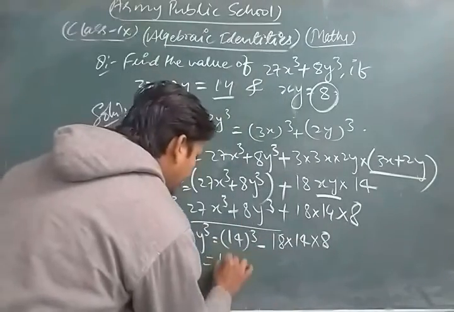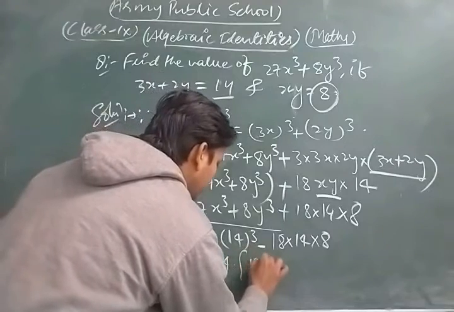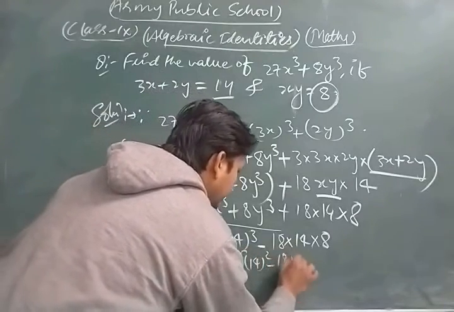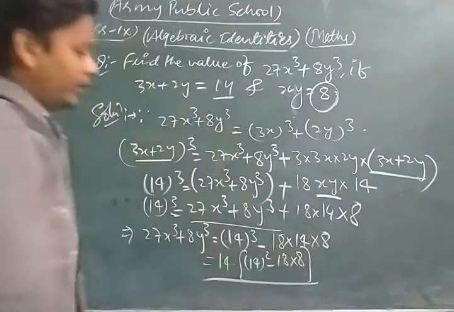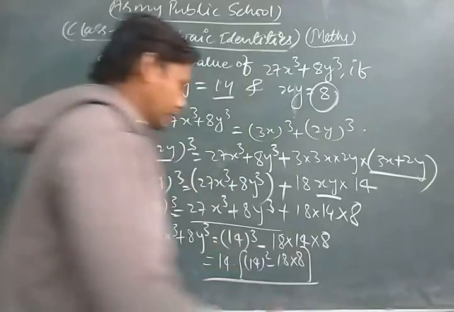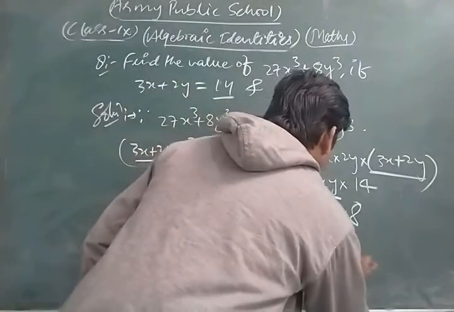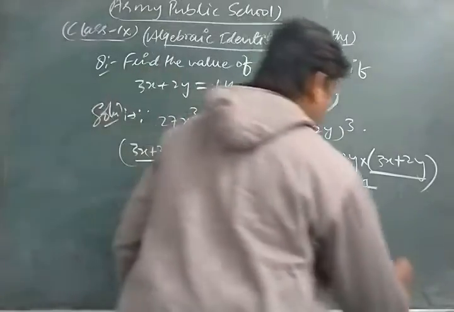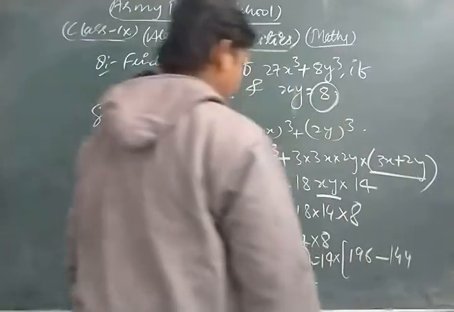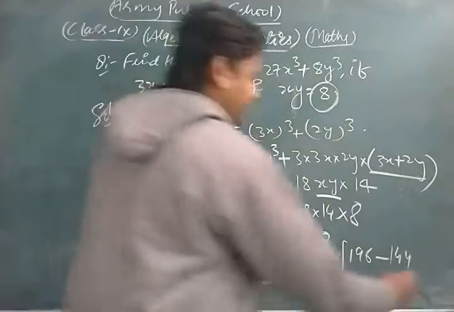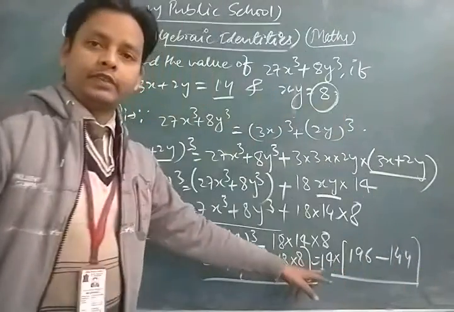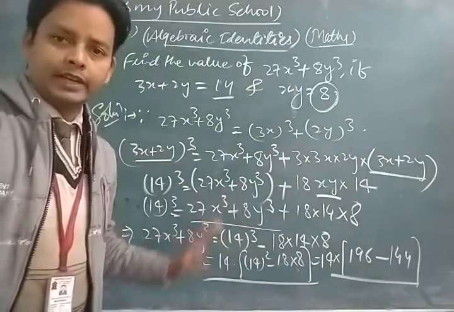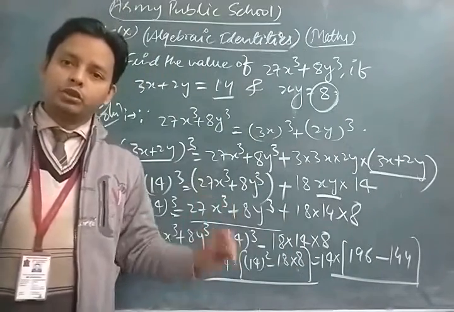Now one more thing, 14 is common, so this is 14 square minus 18 into 8. We just simplify them. The square of 14 is 196. So 14 into this, 196 minus 144. Okay, now we subtract them and multiply by 14. Then we get our result. So in this way you can solve that type of question. Please just do more and more practice.